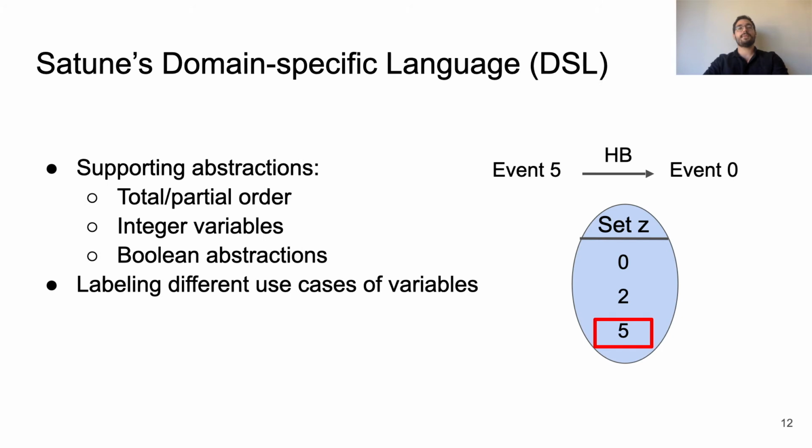Satune's Domain-Specific Language, or DSL, supports three widely used abstractions: total or partial order constraint over a discrete set, integer variables drawn from a discrete set, and Boolean abstraction. The language also supports labeling different use cases because potentially different use cases can benefit from different encodings. No existing languages could be used because of the lack of support for labeling variables and representing order constraints.